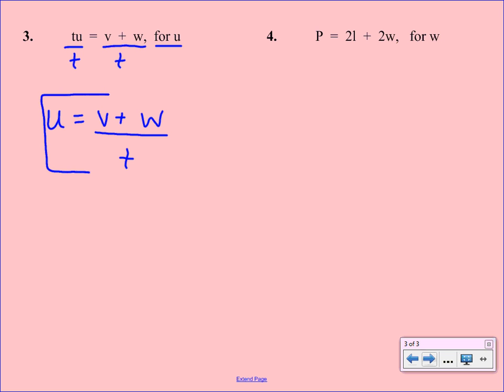And this is what's really different. If you had numbers in here, you could do some calculating, but with variables, you just have to leave it as it is.